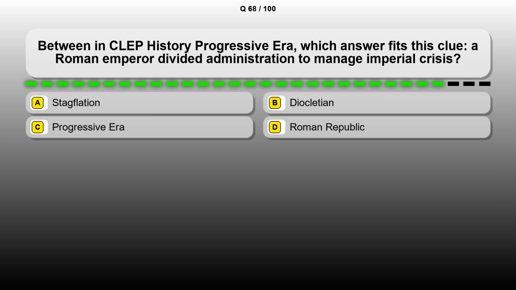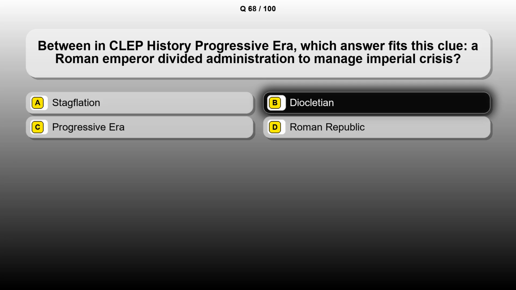Question 68. Between in CLEP History Progressive Era, which answer fits this clue? A Roman emperor divided administration to manage imperial crisis? Option A, stagflation. Option B, Diocletian. Option C, Progressive Era. Option D, Roman Republic.